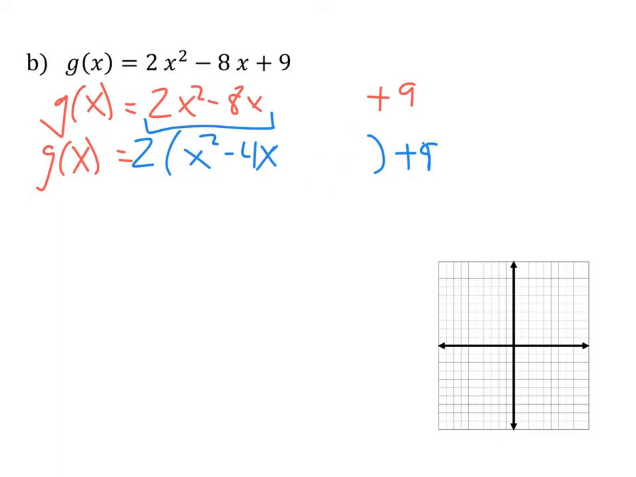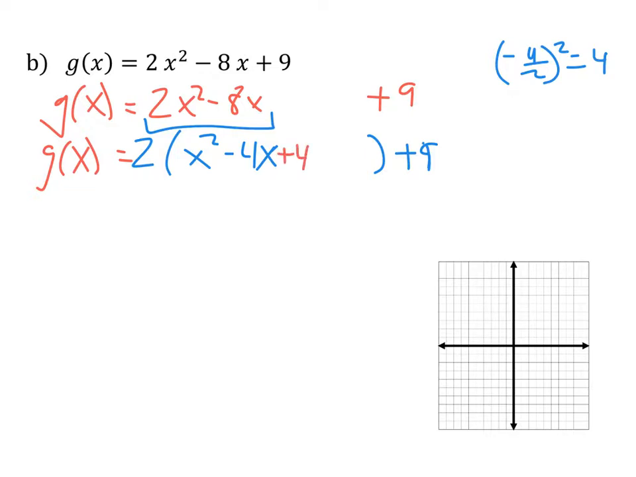Because this is almost in y equals a x minus h squared plus k. So this is almost ready to factor. Well, what do we need? Half of this squared, negative 4 over 2 squared, is going to be negative 2 squared, which is positive 4. So we say, I wish I had a positive 4. All right, well, let's put a positive 4 there.